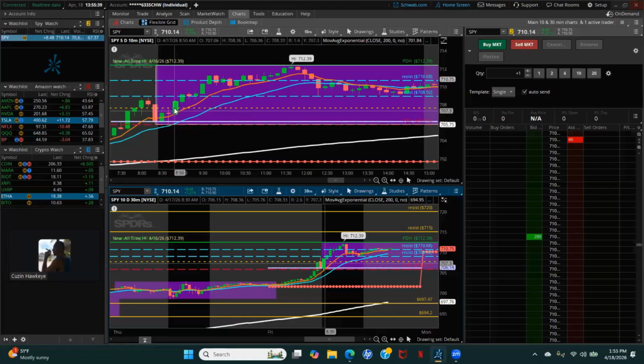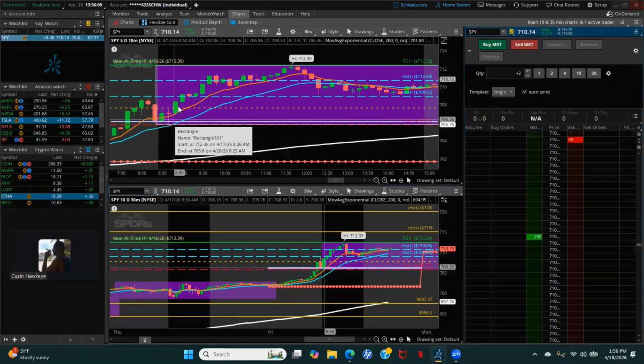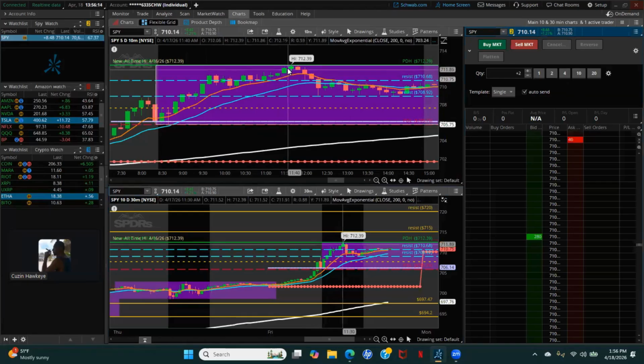And sure enough, here is where I got into the market and bought call options. Over here, you can see my active trader ladder. This is where I actually get in. You can put in the number of contracts you want to purchase, whether it be one, two, four, or 10. This is where I got in, and this was the purple box. You see it rode all the way up to a high of 712.